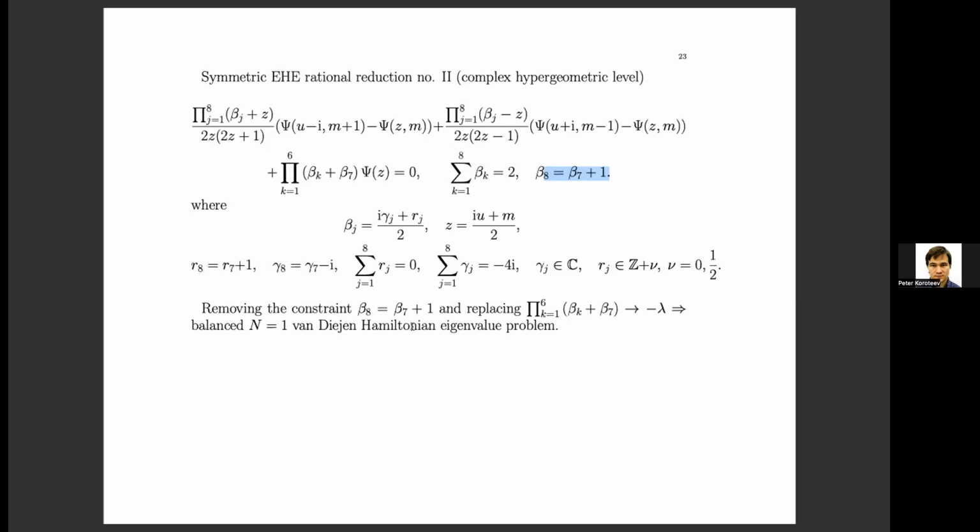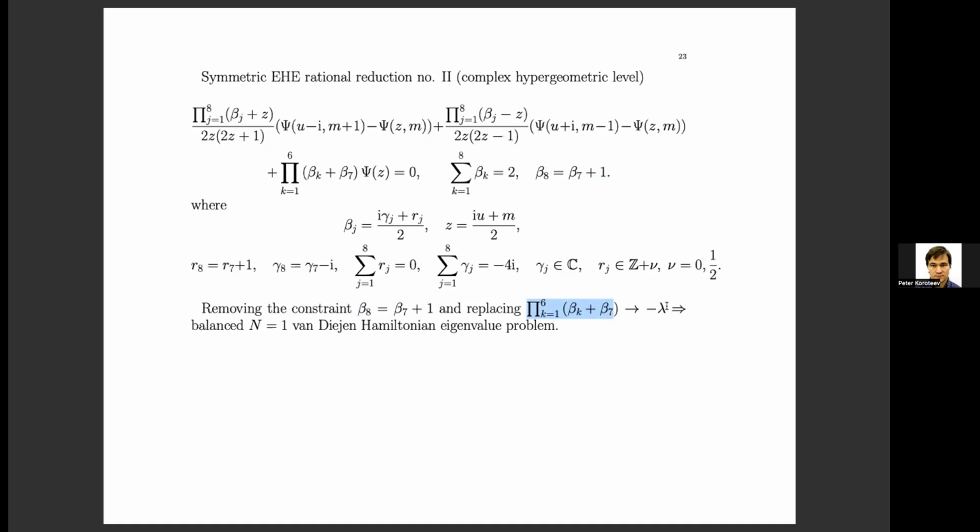And so what I will do, I will take this equation and remove this constraint, just throw it away, and replace this product, which is sitting here, by an arbitrary lambda eigenvalue. And what I will get is the representation of the n equal 1 Van Diejen Hamiltonian in this complex hypergeometric setting. You see, this is a new rational model which emerged.